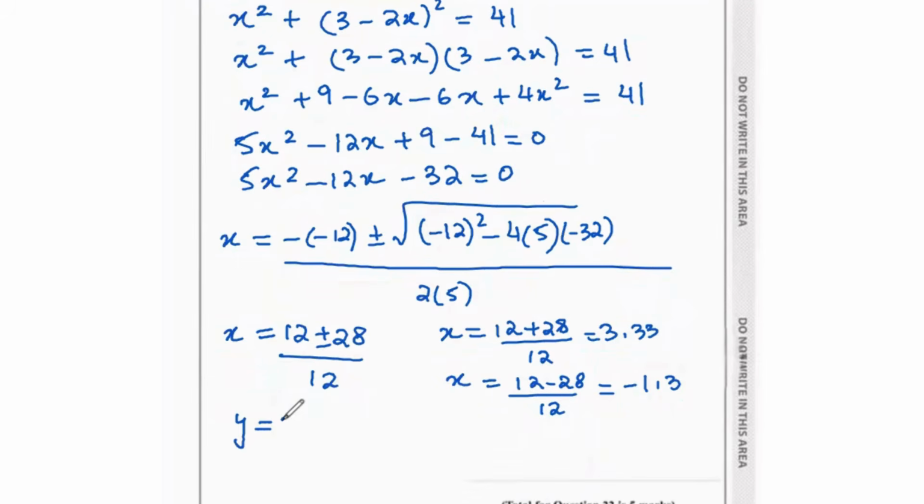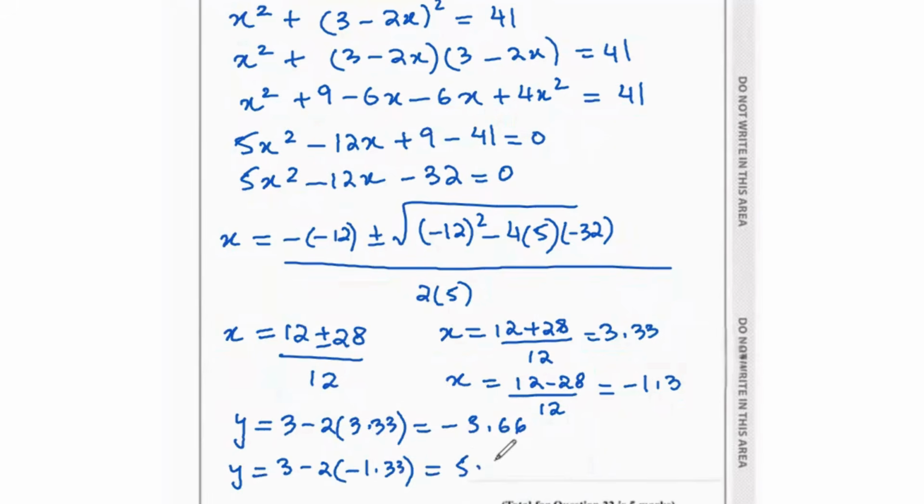So y equals 3 minus 2 times 3.3 recurring. That gives us minus 3.66. And y equals 3 minus 2 times negative 1.3 recurring. That's 5.66. So these are your y values and x values.